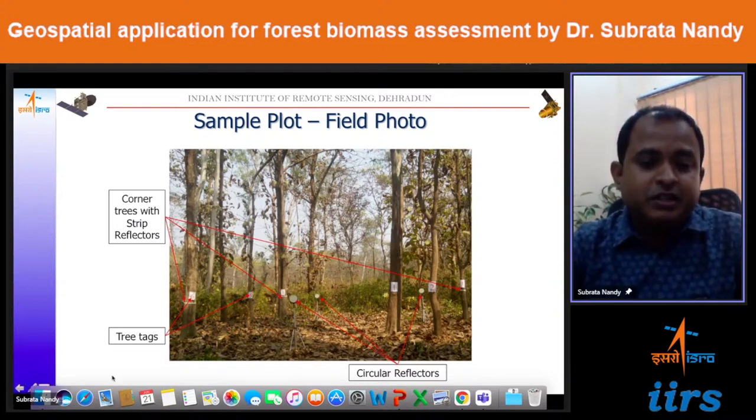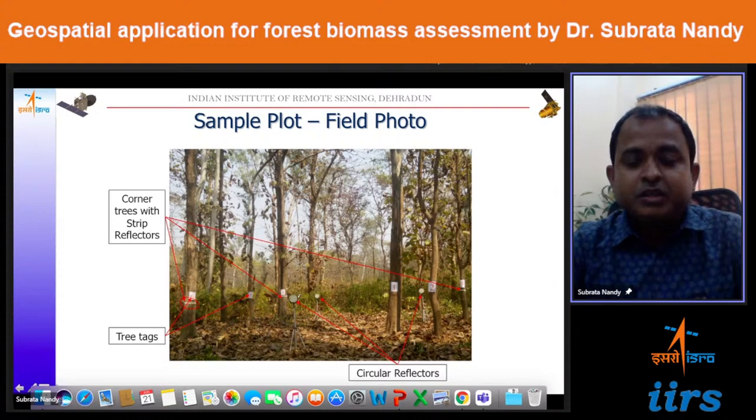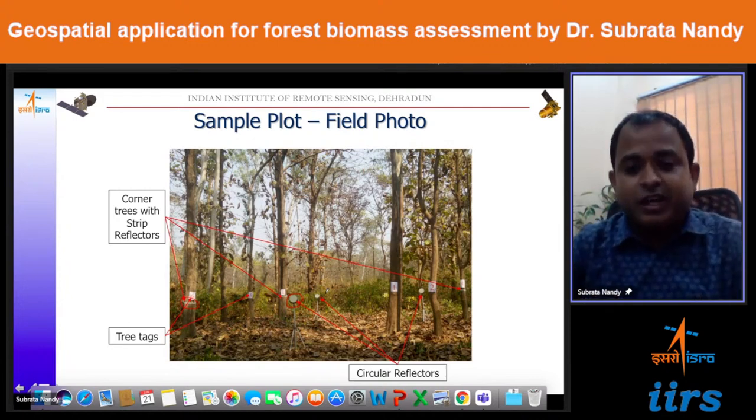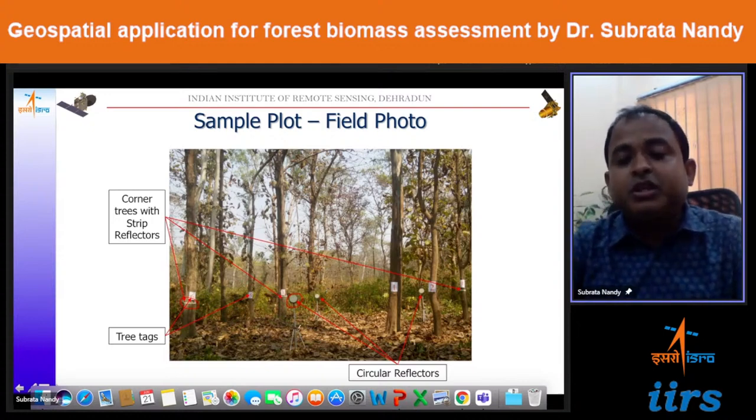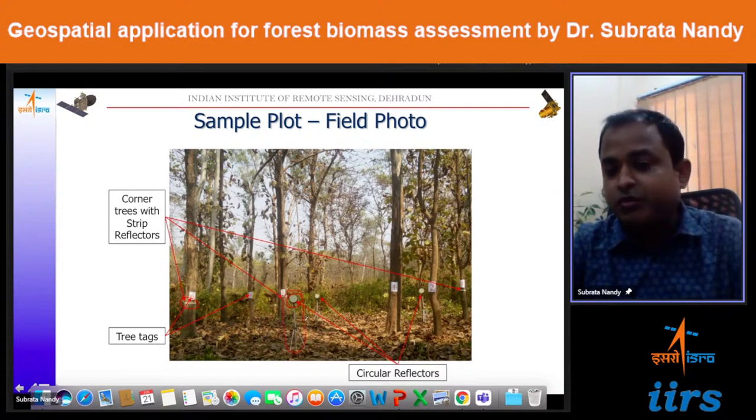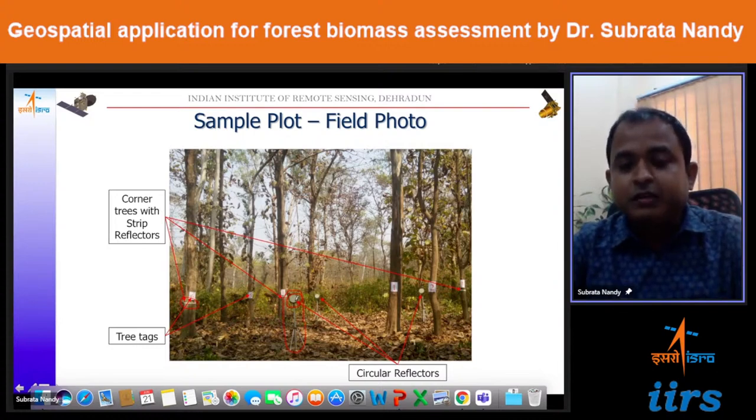Now this is the actual scenario in the field, how we do it. These are the corner reflectors that are put on the trees. These are circular reflectors, and they act as tie points. So when you merge scan 1 with scan 2, this will act as a tie point. Similarly for scan 2 to scan 3. One more thing, care should be taken that these should not be moved at all when you are scanning from different positions. Only the surface should be towards the scanner.